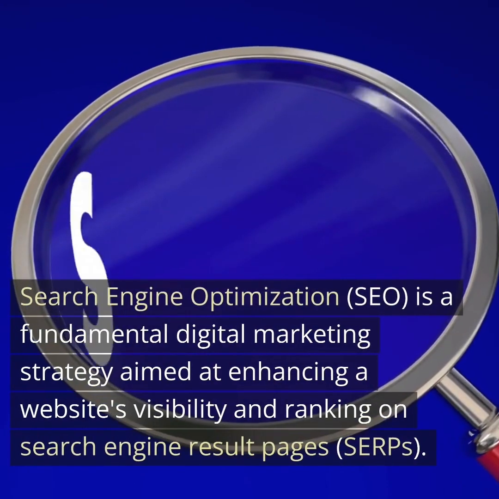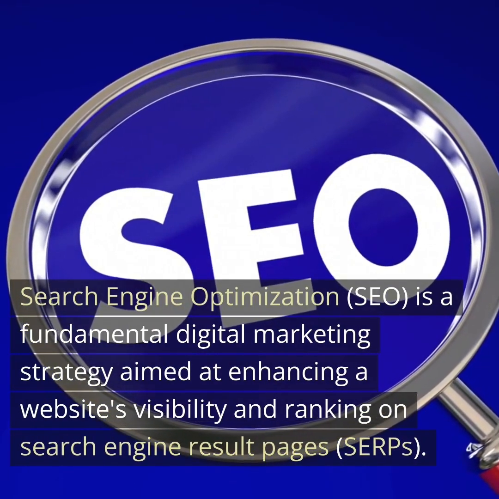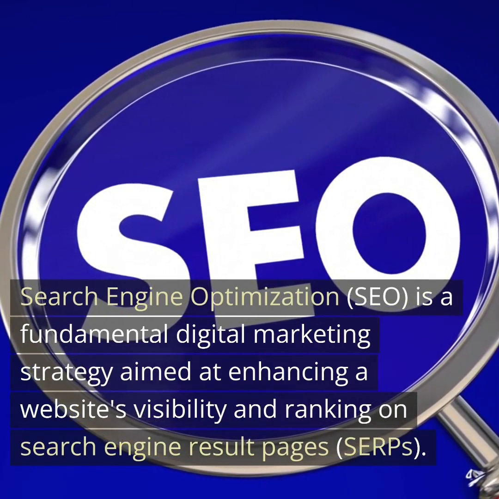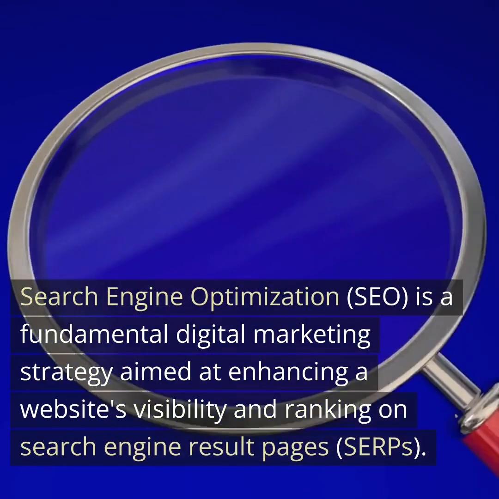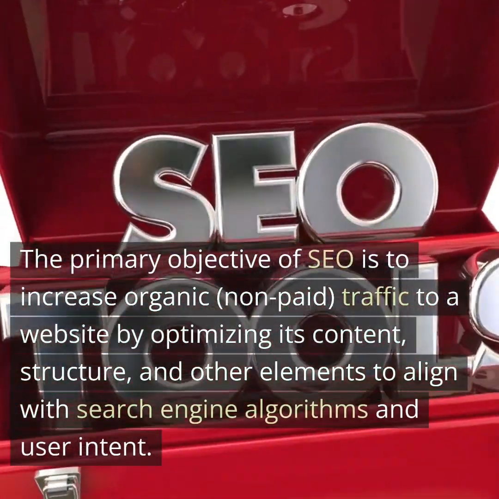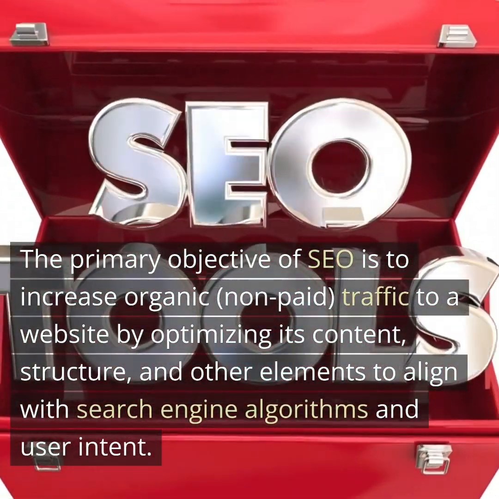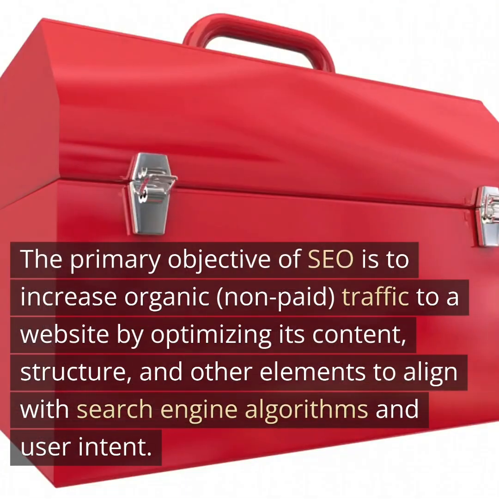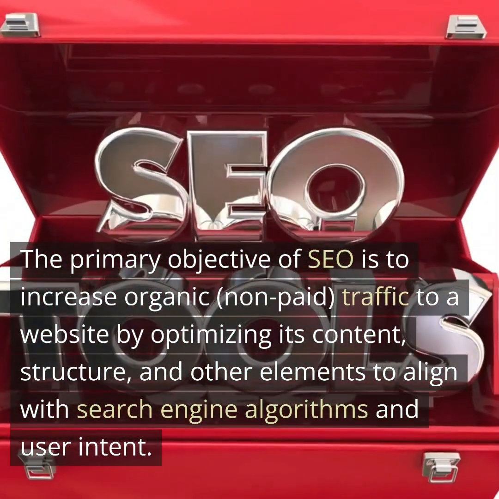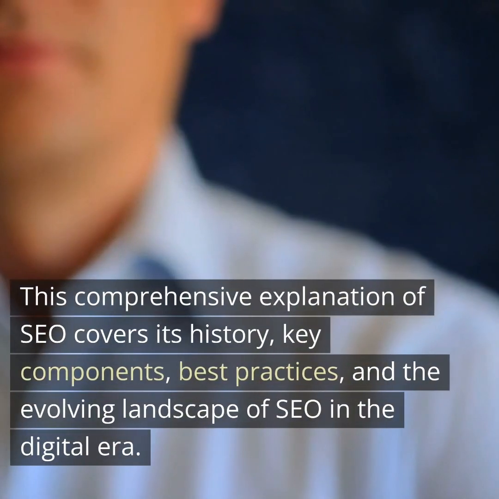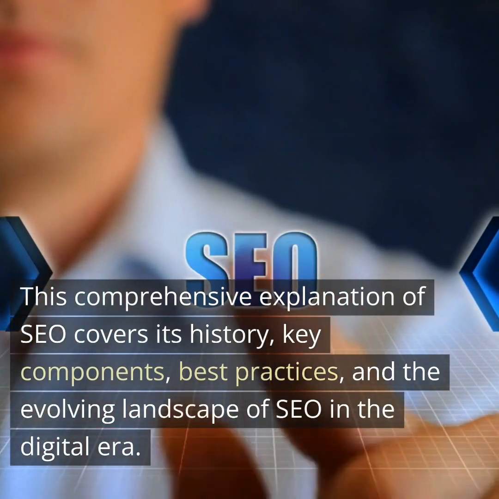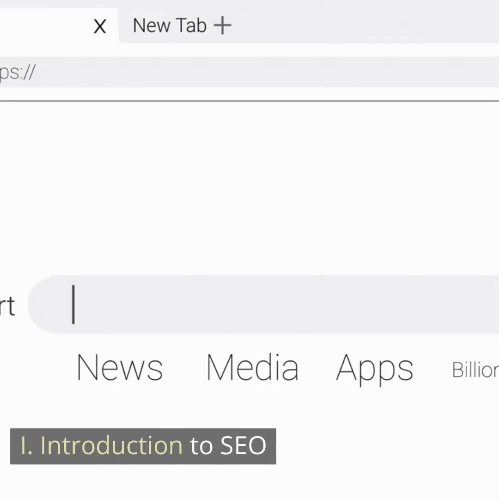Search engine optimization, SEO, is a fundamental digital marketing strategy aimed at enhancing a website's visibility and ranking on search engine result pages, SERPs. The primary objective of SEO is to increase organic, non-paid, traffic to a website by optimizing its content, structure, and other elements to align with search engine algorithms and user intent. This comprehensive explanation of SEO covers its history, key components, best practices, and the evolving landscape of SEO in the digital era.